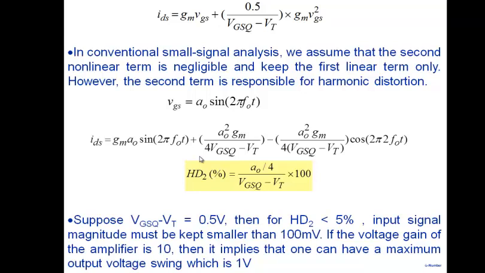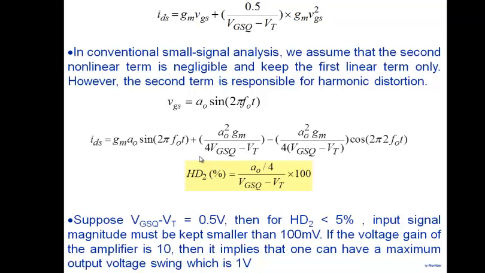That's the expression. So what it is telling is, remember for the example that we are looking at, our VGSQ was 1.2 volt, VT is 0.7, so VGSQ minus VT is equal to 0.5. So if I plug 0.5 here, and suppose your application is such that the maximum harmonic distortion you can tolerate is 5%, then it's telling you A0, the input magnitude, has to be less than 100 millivolts. And if the gain of your amplifier is 10, then 100 millivolt multiplied by 10, the maximum output amplitude is 1 volt. So you're getting a limit on output swing from where? From how much harmonic distortion you can tolerate.